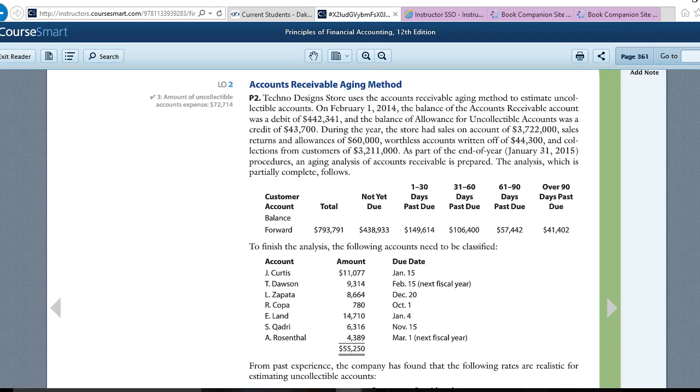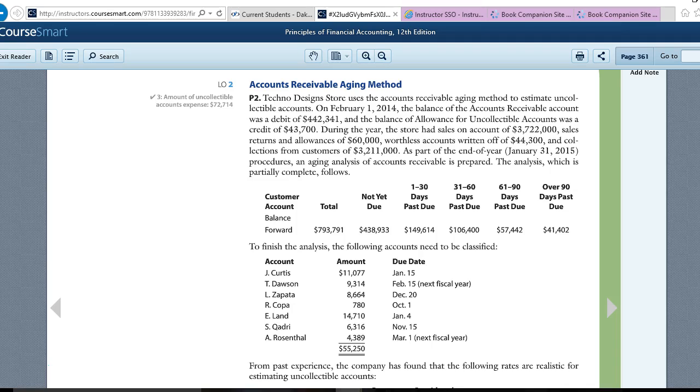During the year, the store had sales on account of $3,722,000, sales returns and allowances of $60,000, worthless accounts written off of $44,300, and collections from customers of $3,211,000. As part of the end-of-year procedures, an aging analysis of accounts receivable is prepared. The analysis, which is partially complete, follows.